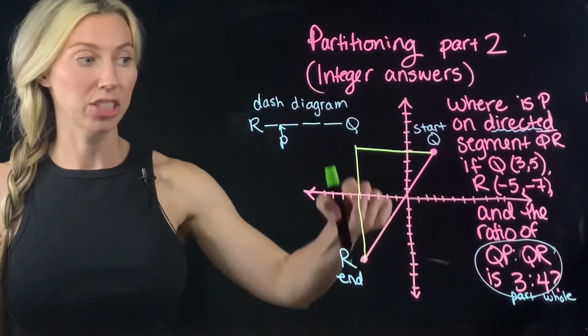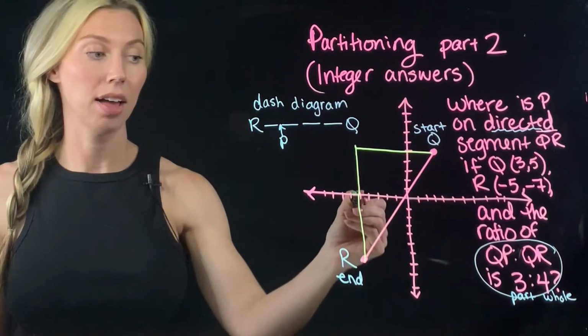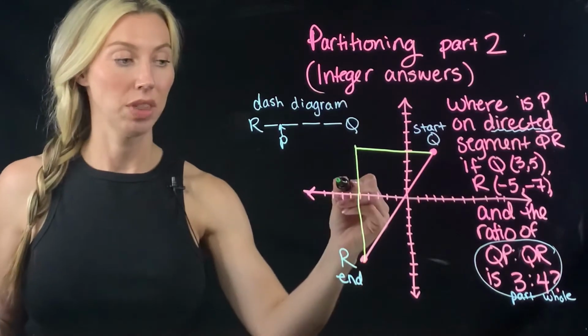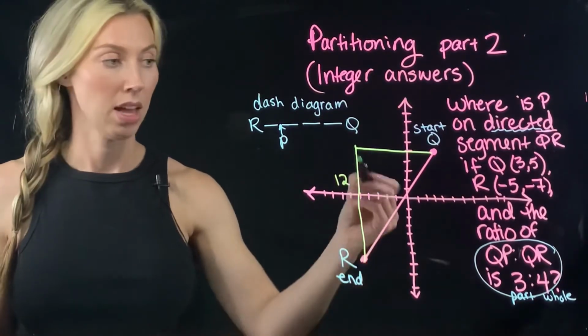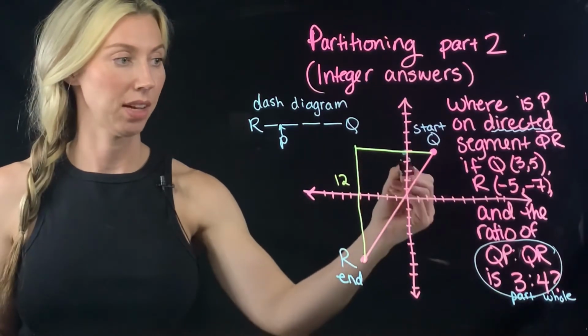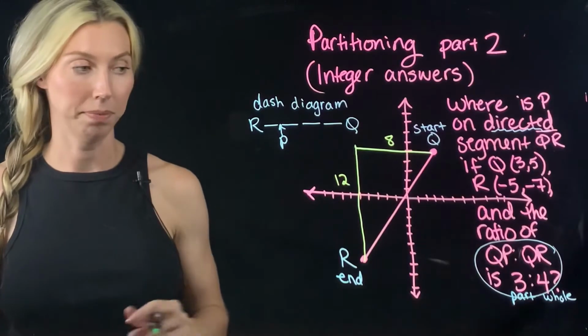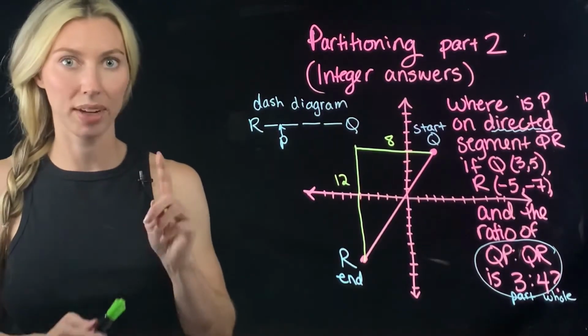So here I can check this distance. I would count it: 1, 2, 3, 4, 5, 6, 7, 8, 9, 10, 11, 12. So this is 12 units from here to here. And then this is 5, 6, 7, 8 units. And that's step 1.